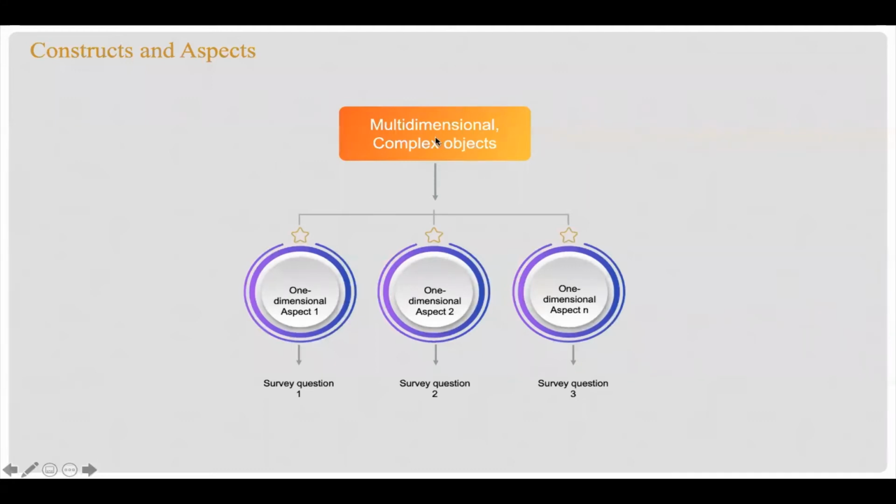So your messy reality is a multidimensional complex object. Your decision problem is also multidimensional. So you're breaking it down into research objectives, constructs and aspects, and for each of the aspects, you have a survey question. And aspects are usually one-dimensional.